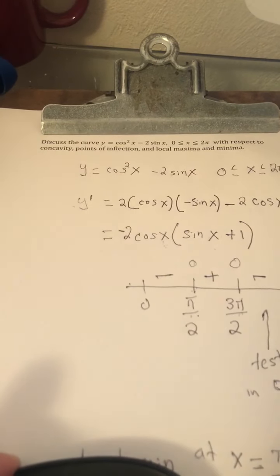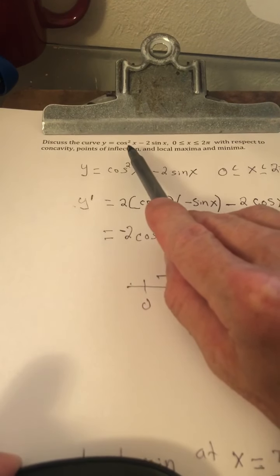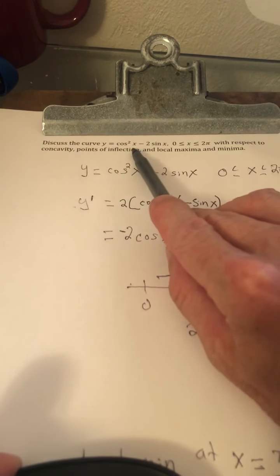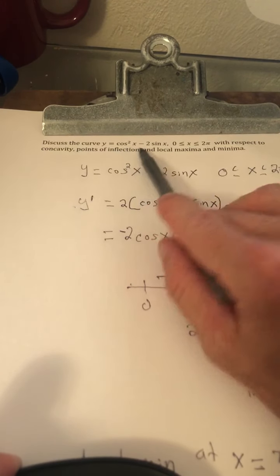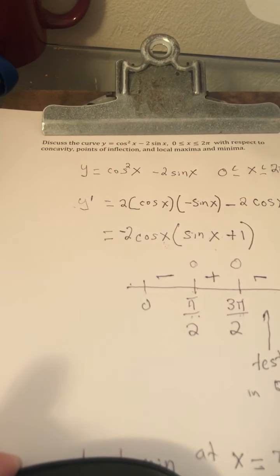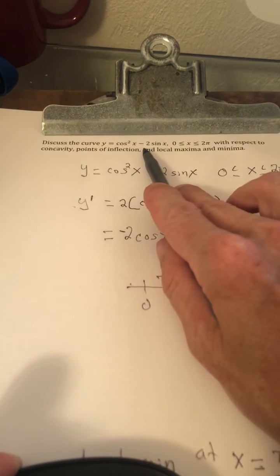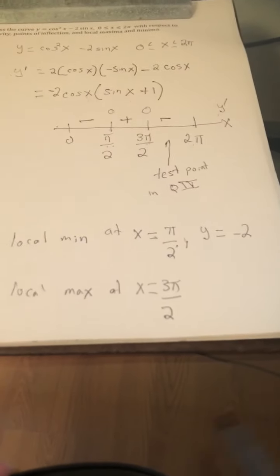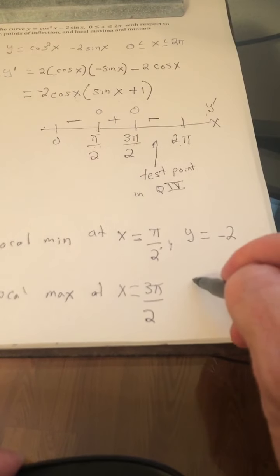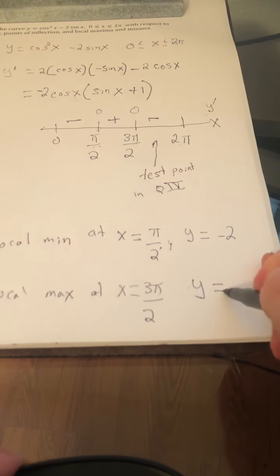Now at 3 pi over 2, again, cosine of 3 pi over 2 is 0, so cosine squared of 3 pi over 2 is also 0. Sine of 3 pi over 2 is negative 1. Negative 2 times negative 1 is a positive 2. So our local maximum value is y equals 2. This problem will be continued on the next video.